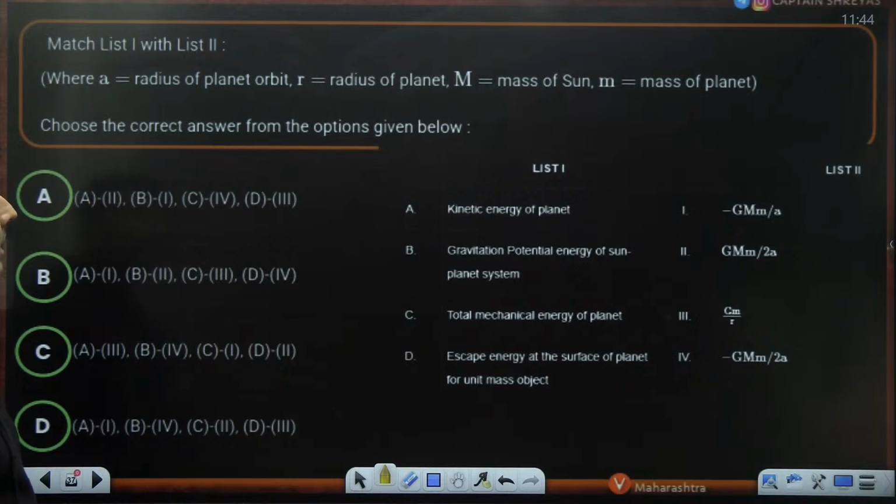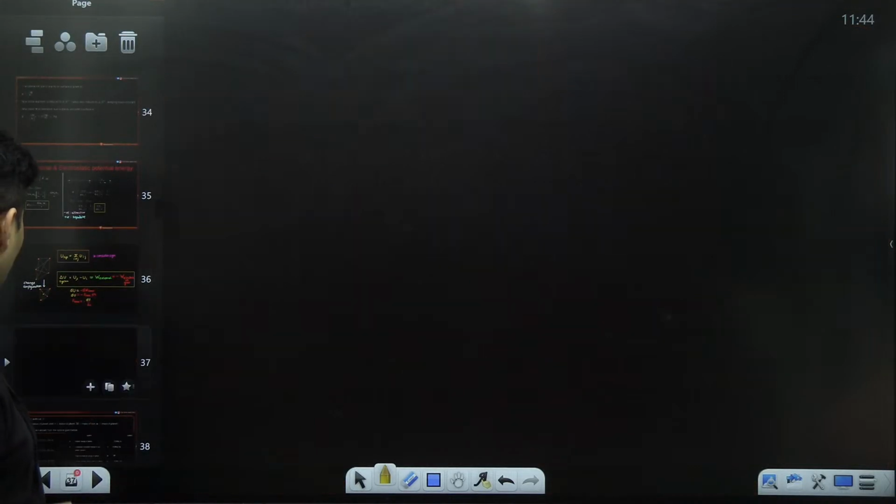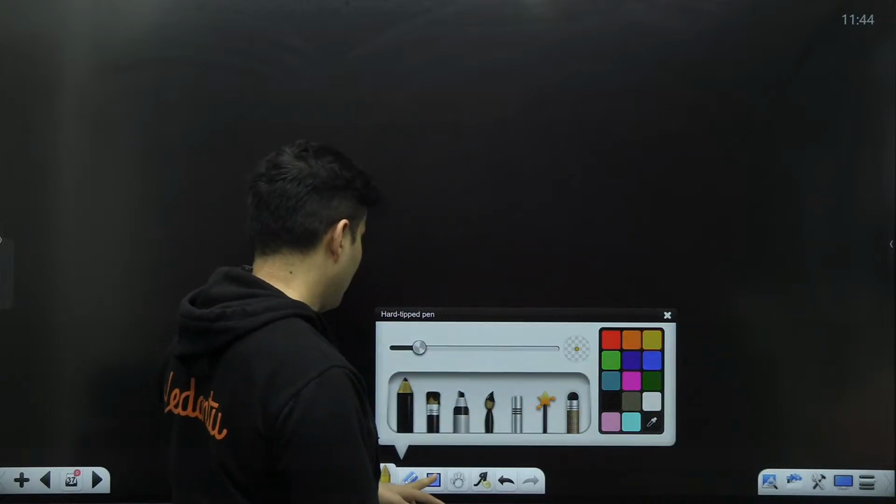Radius of the orbit, planet. Okay, satellite related questions. So shall I just give you the formulas then? Shall I give the formulas for satellites and everything? All right, so let me give you the formulas then.